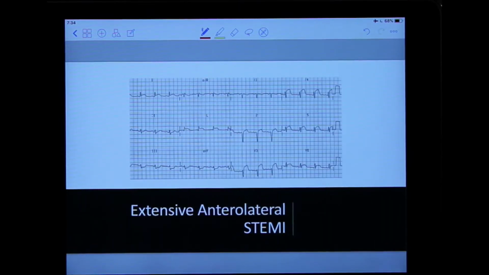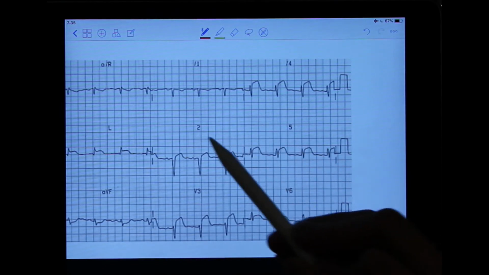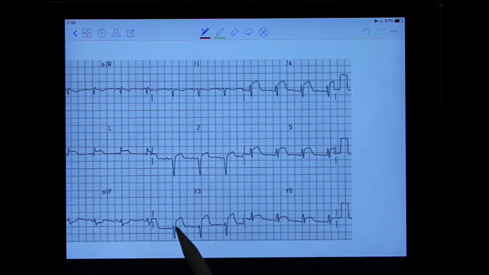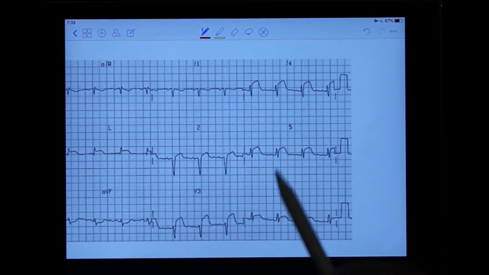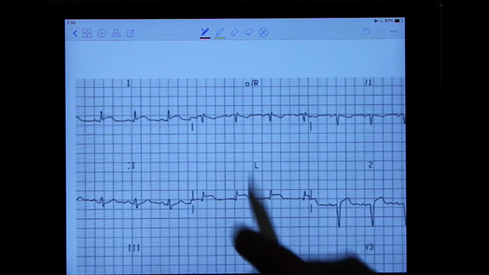On the next slide here, we can see extensive anterolateral STEMI. So we have ST elevation in leads V2 to V6, as well as 1 and AVL. So let's zoom in here. V2, 3, 4, 5, and 6. We can see we have ST elevation here, as well as in these leads. And we'll zoom in over here on 1.